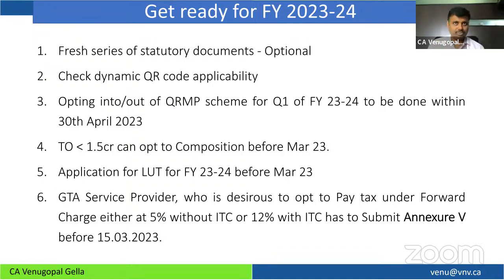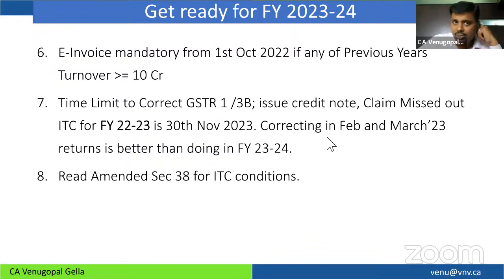Please do it. If you are a GTA and you want to levy GST and collect it under forward charge, you have to file Annexure 5 with the government before 15th March. It should have been done, but since it's a procedural lapse, even now you can do it. At least please do it. E-invoice is mandatory if your turnover in the previous financial year exceeded 10 crores. So if your 22-23 turnover exceeds 10 crores, from 1st April you have to be ready with e-invoice.